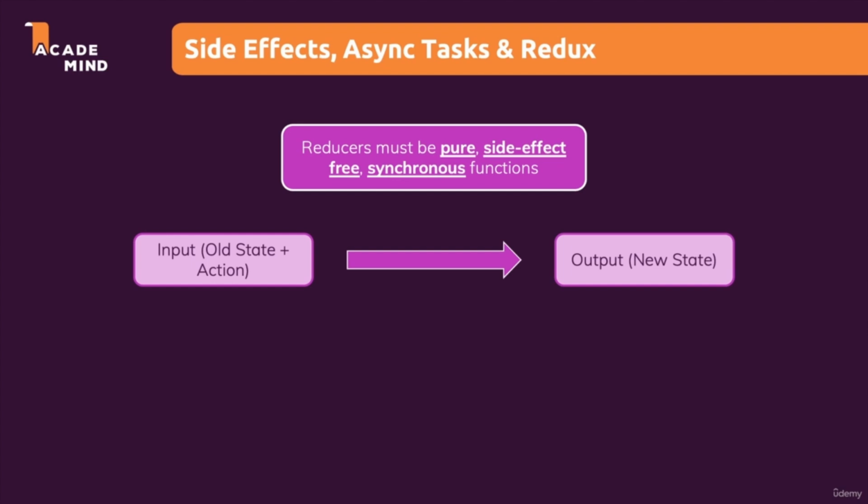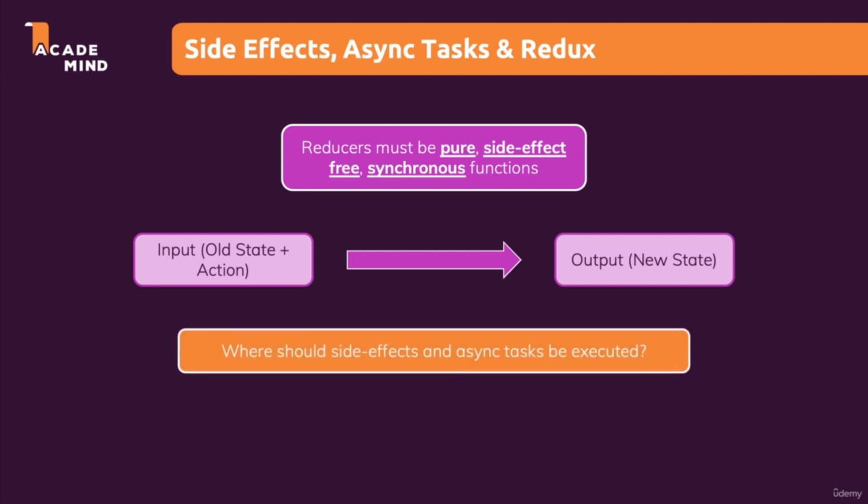But of course, that brings up one important question. When working with Redux, when we dispatch some action that would involve a side effect, like an HTTP request that should be sent, where should we then put that side effect code? Where should we put our asynchronous code when working with Redux? Because the reducer function is clearly the wrong place, as we just learned.